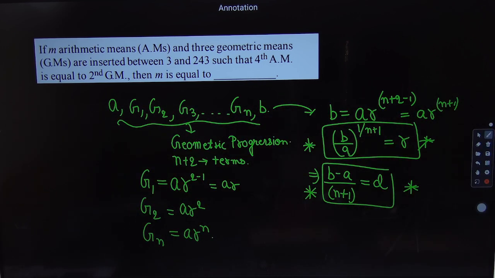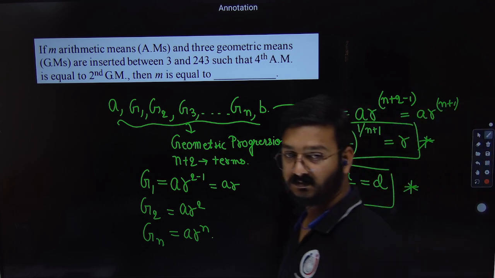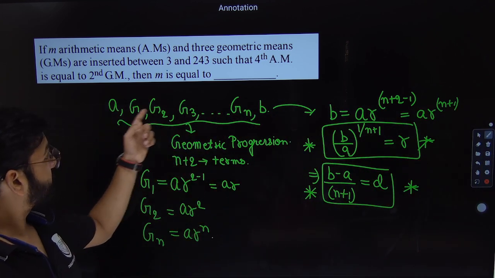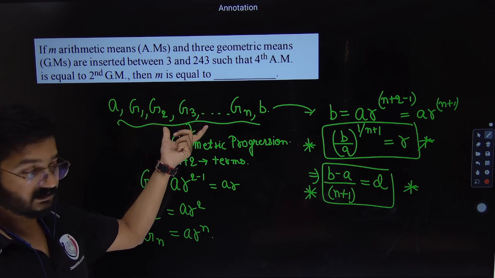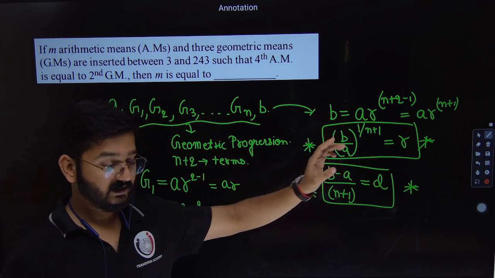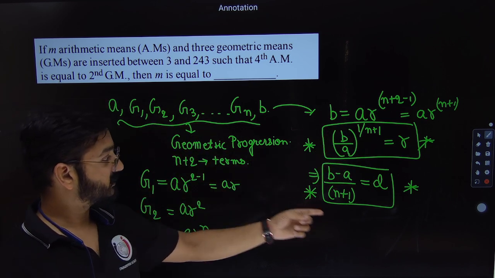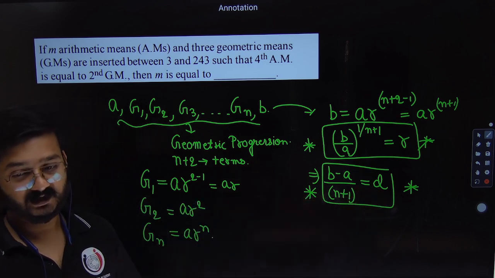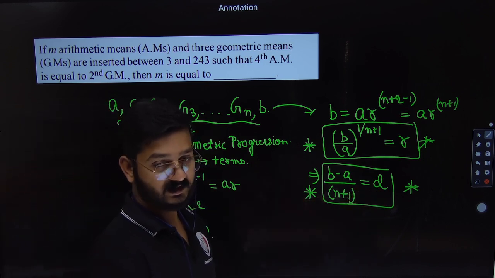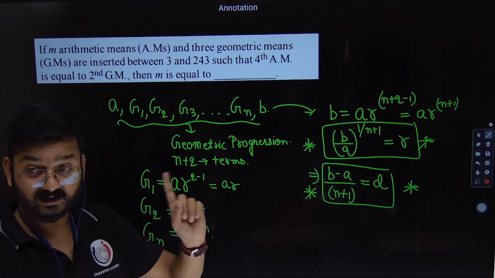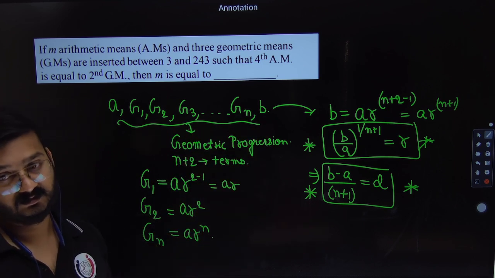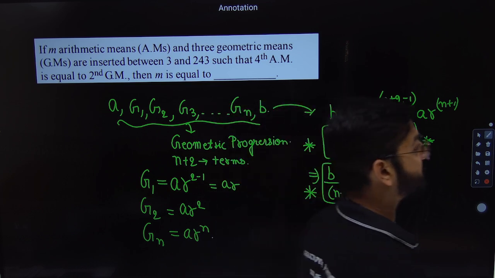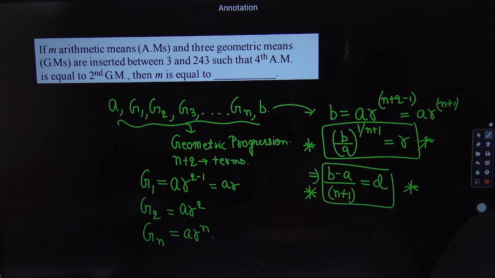First term, last term. See here, A is the first term, B is the last term. Between these two, I have inserted n geometric means. This is the common ratio. If I insert n arithmetic means, this is the common difference. A is the first term, B is the last term. N is not the number of terms. N is the number of arithmetic means.